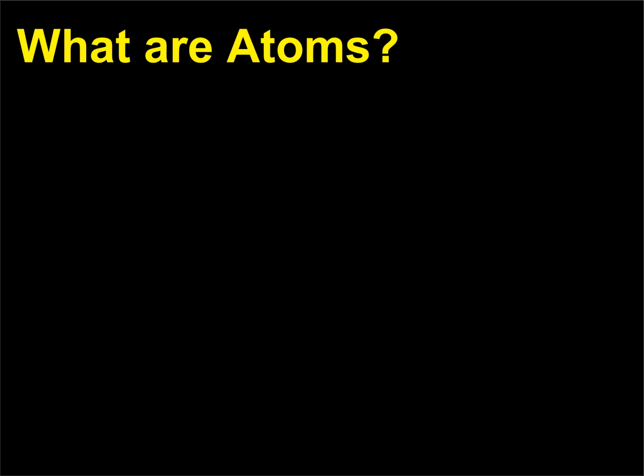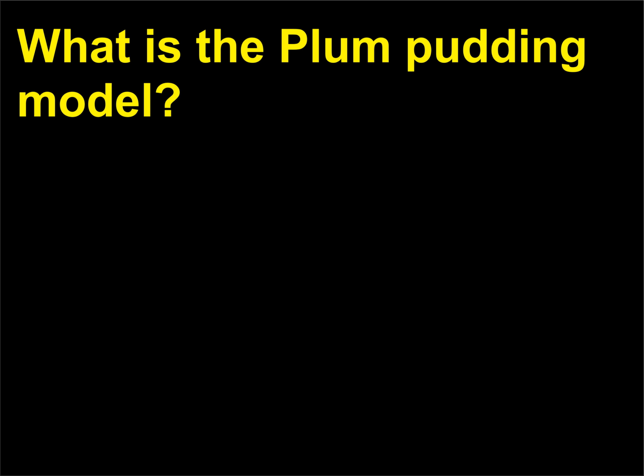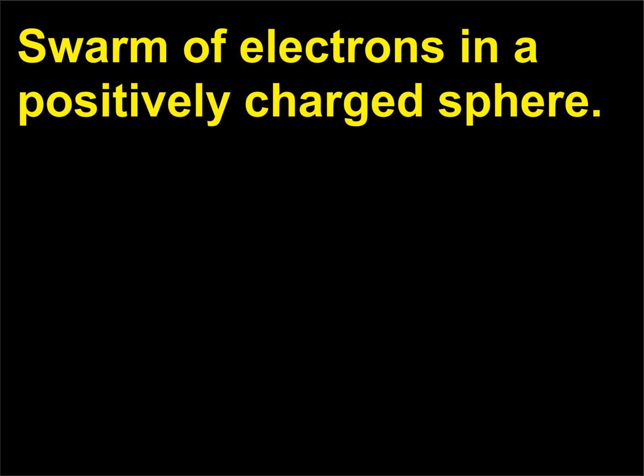What are atoms? Smallest piece into which an element can be divided and retain its properties. What is the plum pudding model? Swarm of electrons in a positively charged sphere.